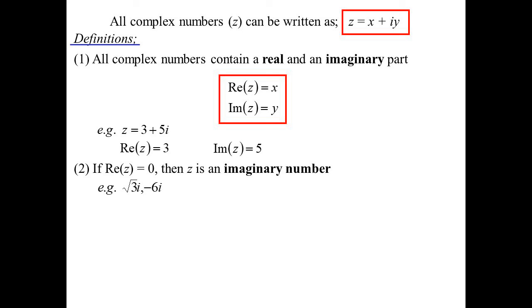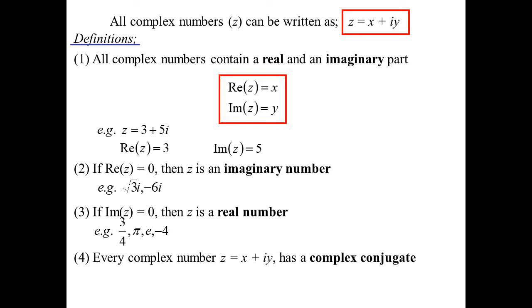In fact, I could throw any number I like in front of i, and it's going to be a pure imaginary number. Well, if the imaginary part is equal to 0, and that's what we've been used to dealing with so far, where there's been no imaginary part, then z is a real number. Some examples of real numbers: 3/4, pi, e, negative 4. Every complex number has a complex conjugate. We've seen that word before, conjugate. Where have we seen it?